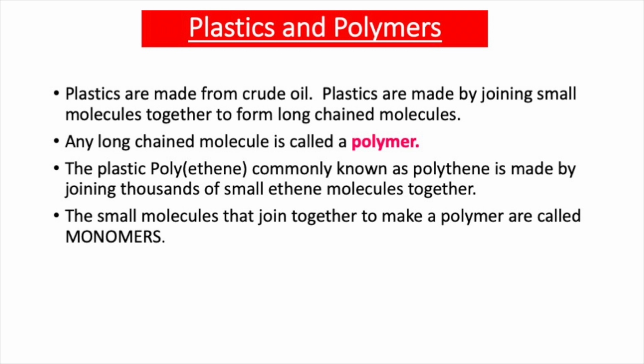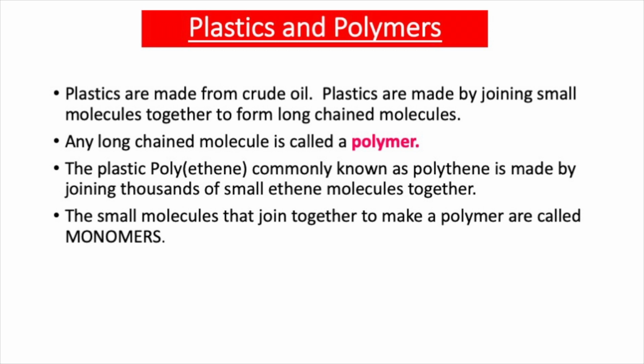Now in the next section of this video, we're going to look at how alkenes can be used to make plastics and polymers. Plastics are made from crude oil, and plastics are made by joining small molecules together to form long-chained molecules. Any long-chained molecule is called a polymer. The plastic polyethylene, commonly known as polythene, is made by joining thousands of small ethene molecules together. The small molecules that are joined together to make a polymer are called monomers.